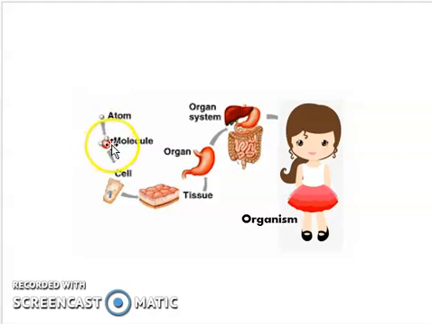And when you group atoms, it will be a molecule. And inside the cell, there are molecules. And then the tissue is composed of different cells. And then the organ is composed of tissues. The organ system is composed of different organs. And then that organ system is inside the body of the organism. Okay? So that is the answer for 1A.